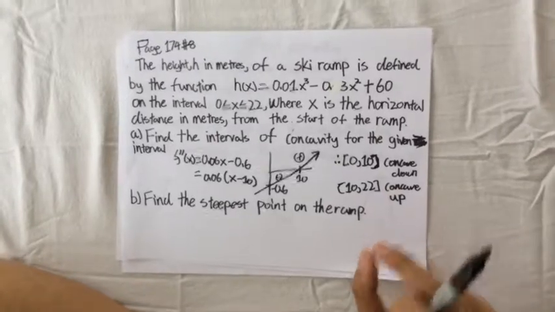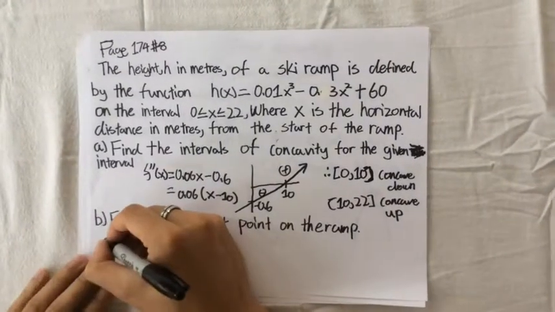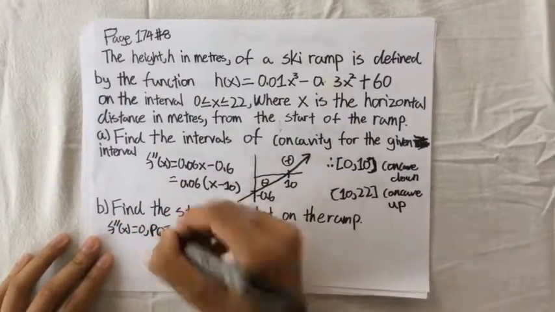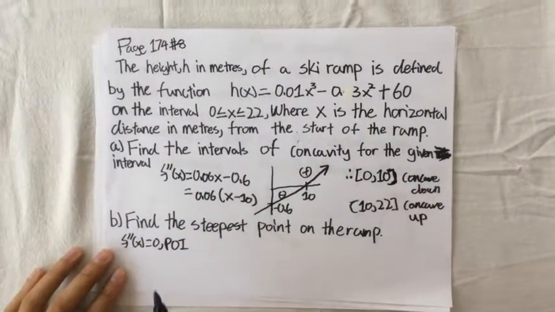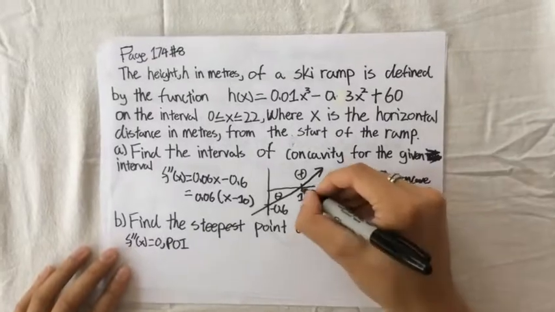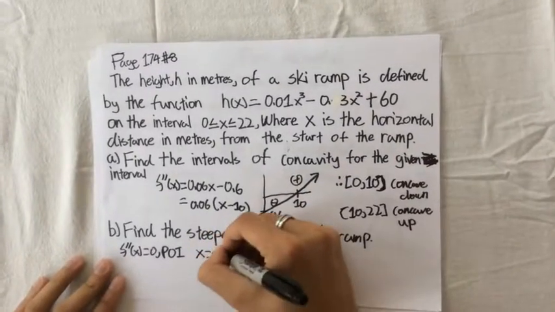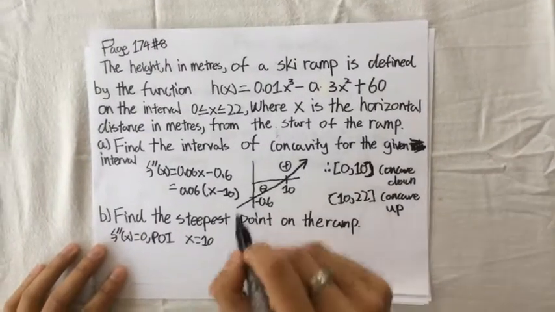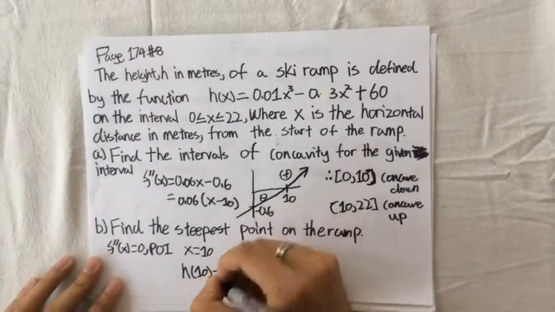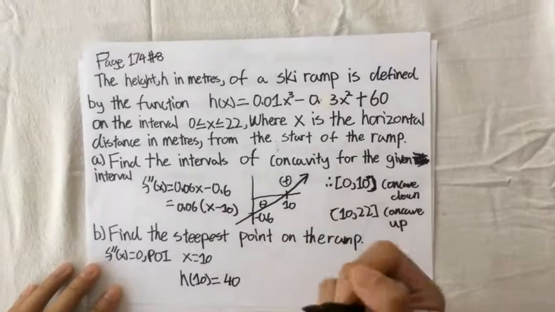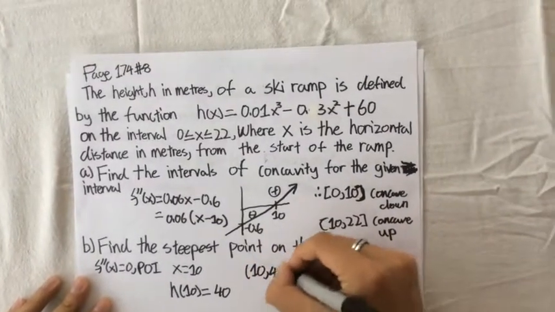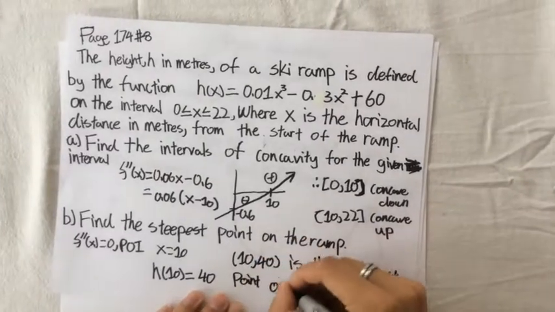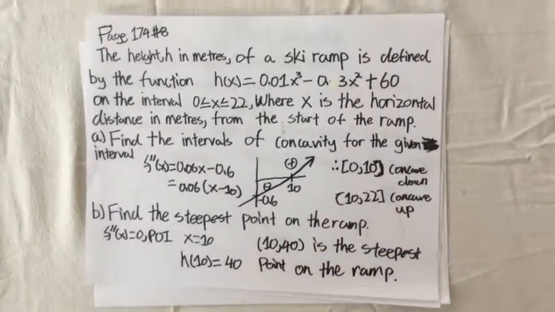The steepest point on the ramp means the maximum slope, which occurs at the point of inflection. And previously, from the second derivative test, we already figured out the point of inflection occurs at x equals 10. But we are not done yet. We are finding a point. So if we find h of 10 is 40, we can conclude that 10 meters away from the ramp and at the height of 40 meters is the steepest point.